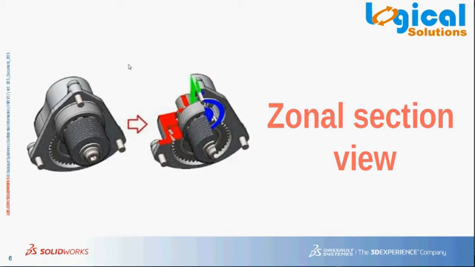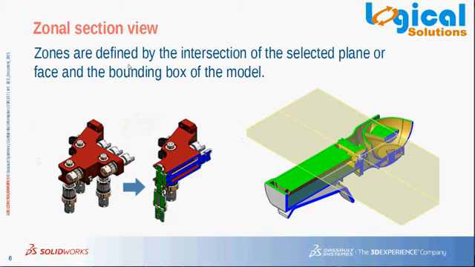What is a zonal section view? Define a section view by selecting one or more zones. Zones are defined by the intersection of the selected planes or faces and the bounding box of the model. Use zonal to create a section view where multiple areas of the model are cut away.